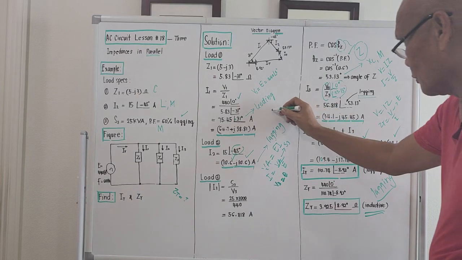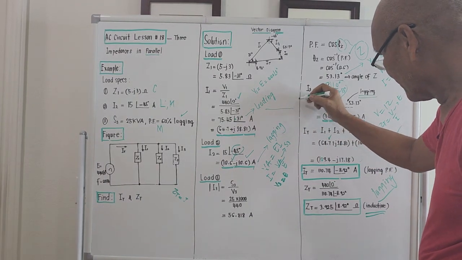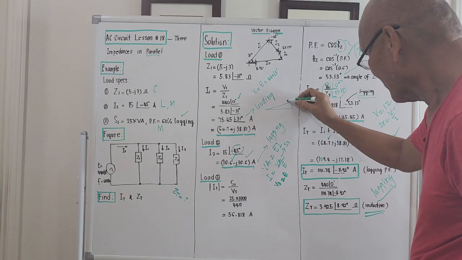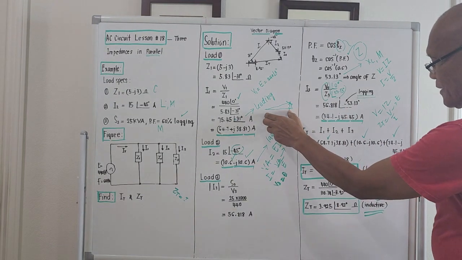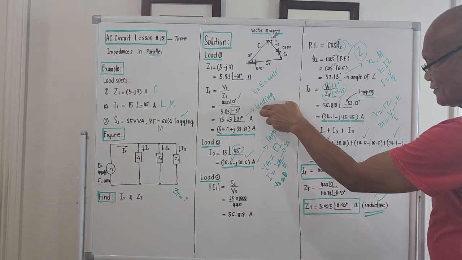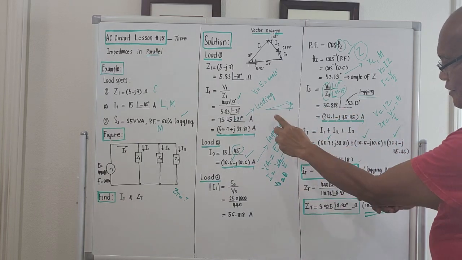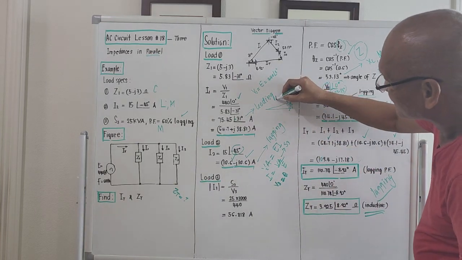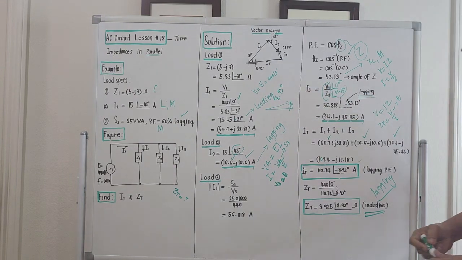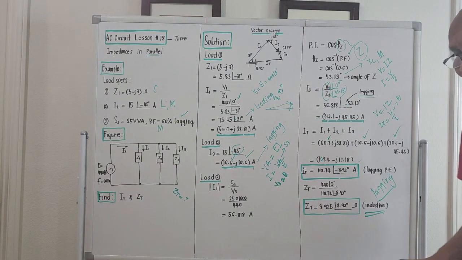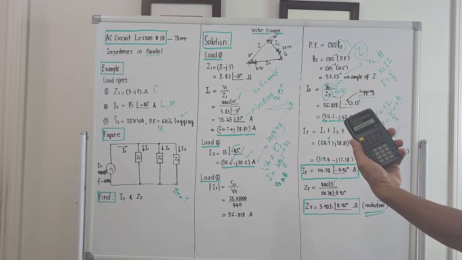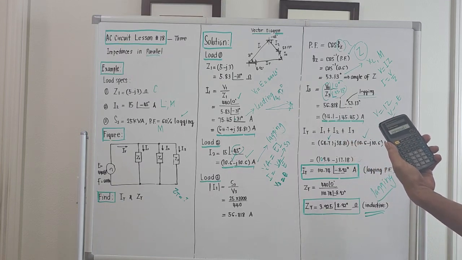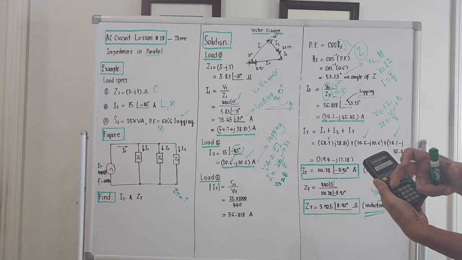But the resulting triangle will be very small. It will be something like this, right? This is the real part, this is the imaginary part, this is the magnitude, okay? It's almost horizontal because the angle is only 8.92 degrees. Okay? And if we try to compute for the power factor, 8.92, take the cosine of that, it's 98.79%.